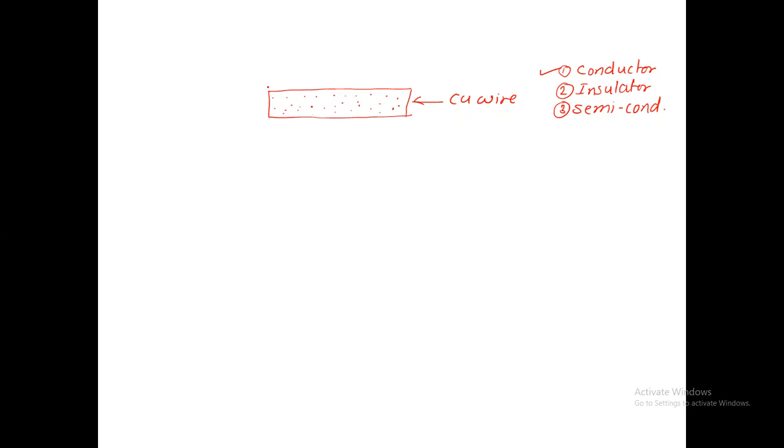Now if I apply +5 volt to this end and also apply +5 volt to the other end, can the movement of electrons happen? No. Is it right? Because here the two ends of this copper wire have equal potential, so there is no movement of free electrons, and when there is no movement of free electrons, no current will flow through that wire. Then what is required?